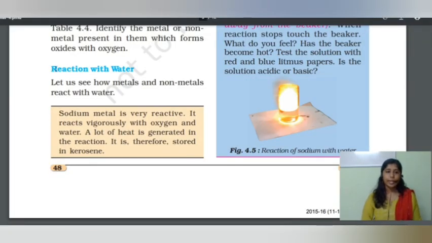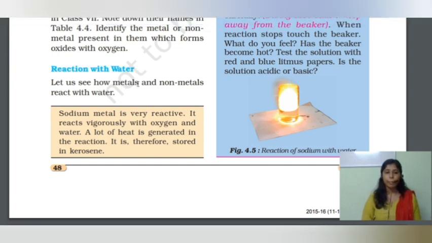Next, we can look at the reaction of metals with water. Let us see how metals and non-metals react with water. First, sodium. We know that sodium is an example of a metal, and sodium metal is very reactive. It reacts vigorously with oxygen and in water. A lot of heat is generated in this reaction.